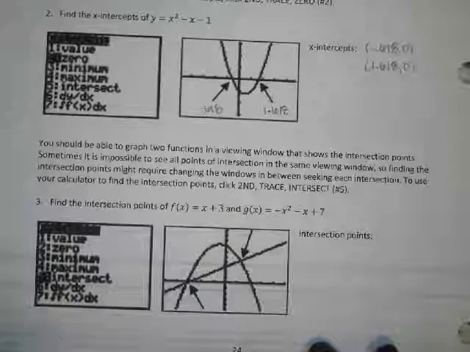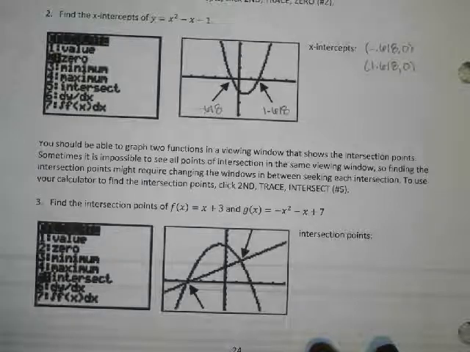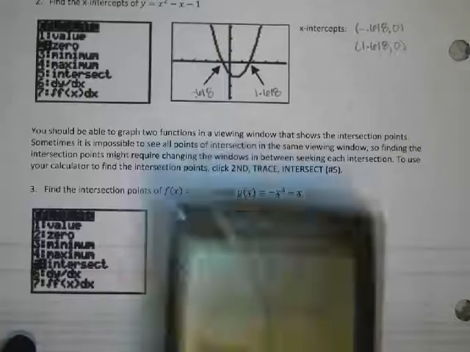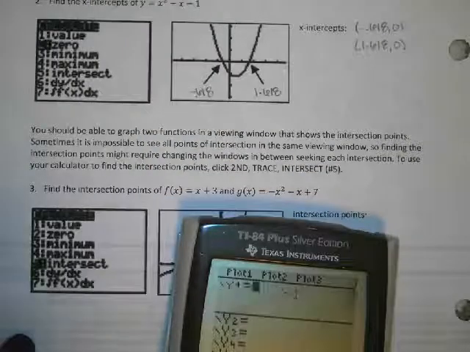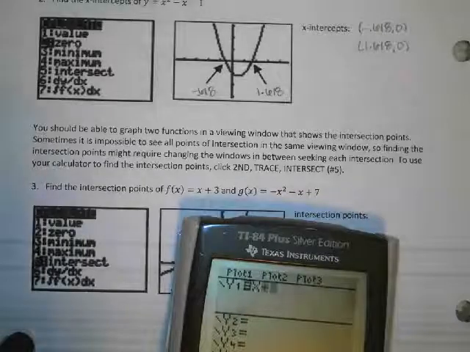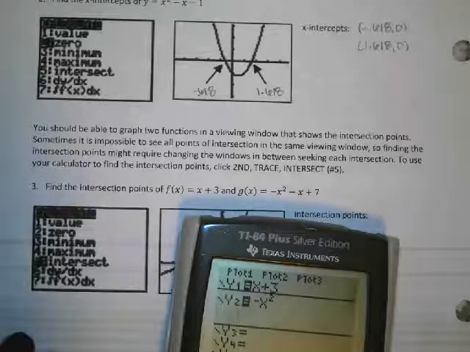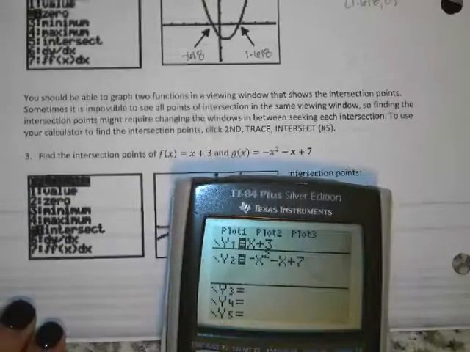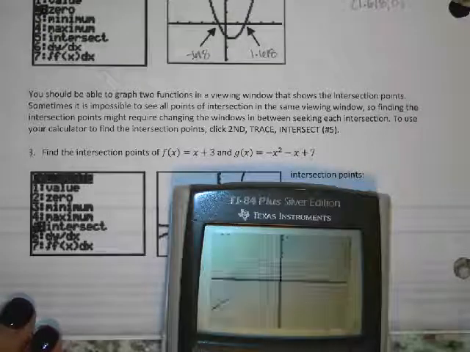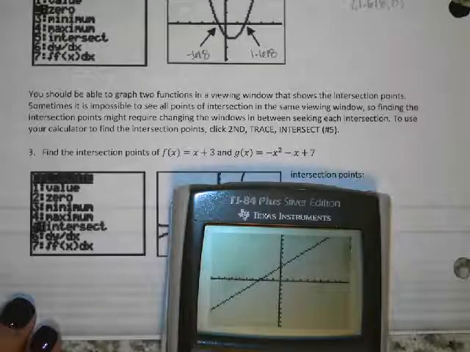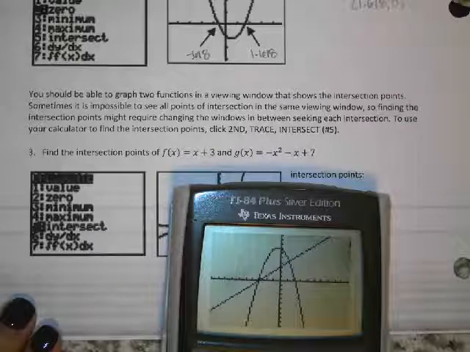Okay. Next, we're going to find the intersection of two different graphs, which is also a good shortcut for solving an equation, but I'll get to that in a second. I've got a linear function and a quadratic function, and I want to find out where the two functions intersect.